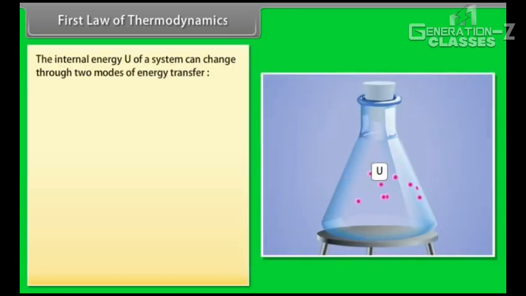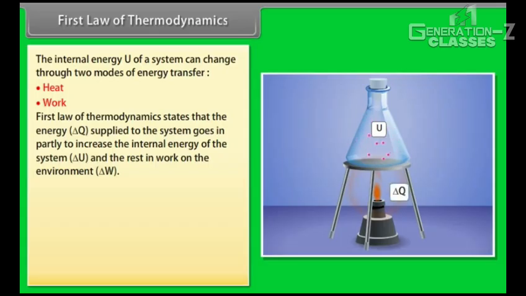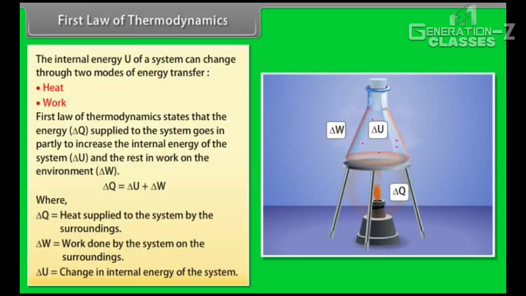First law of thermodynamics. The internal energy U of a system can change through two modes of energy transfer, heat and work. First law of thermodynamics states that the energy delta Q supplied to the system partially increases the internal energy of system delta U and rest to do the work on the environment delta W. Delta Q is equal to delta U plus delta W, where delta Q is equal to heat supplied to the system by the surroundings. Delta W is equal to work done by the system on the surroundings. Delta U is equal to change in internal energy of the system.